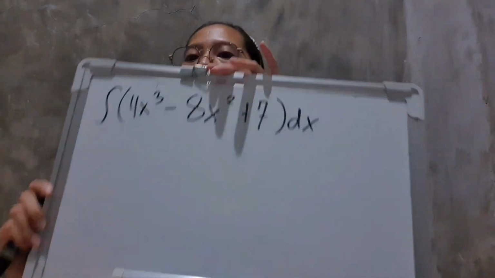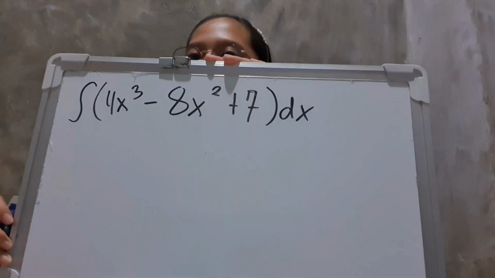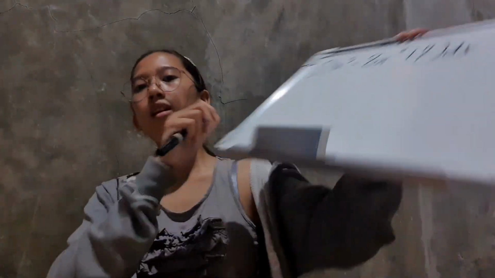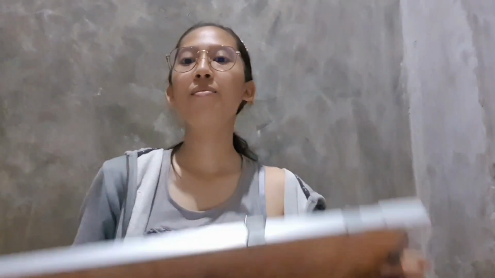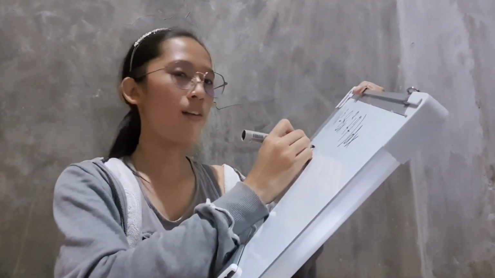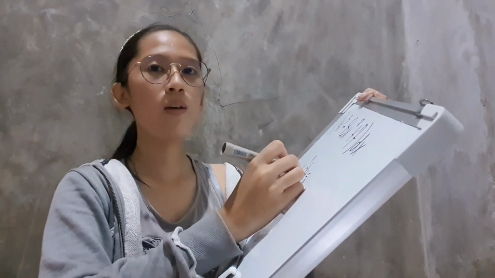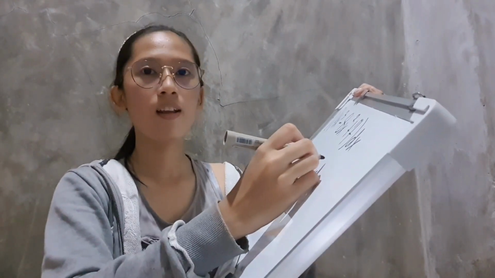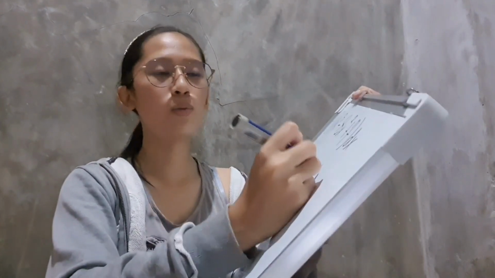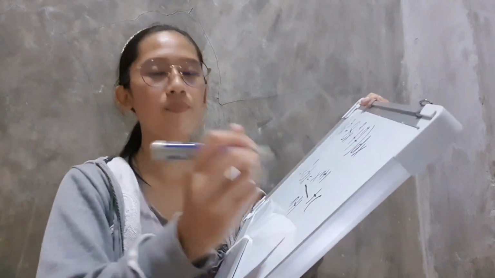We have the function of 4x cubed minus 8x squared plus 7 dx. To find its antiderivative, we'll use the power rule for integration. Now let's remember that the formula for the power rule is the antiderivative of x^n dx is equal to x^(n+1) over n+1 plus c.